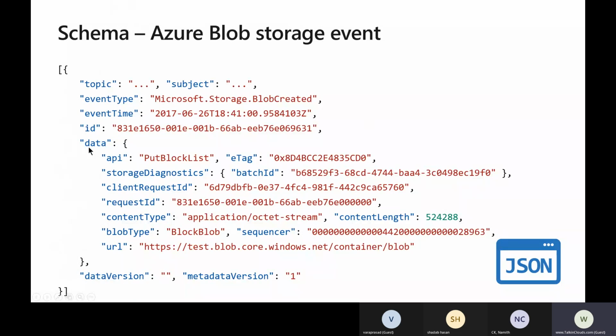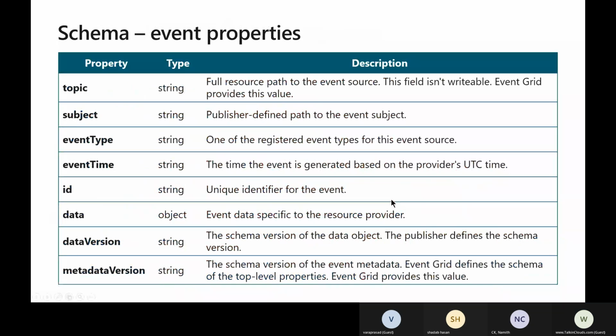You just now saw here, this is the API call. You have put list. Okay, so you have diagnostic, client ID, request ID, all this information you have from the blob, if you have the blob event subscribed. Next, these are the schema type, which is the event property, like you have topic, subject, event type, event time, ID, data. So this is the information which you will be getting as part of your event data.